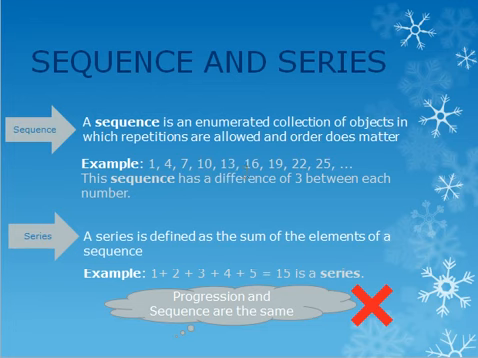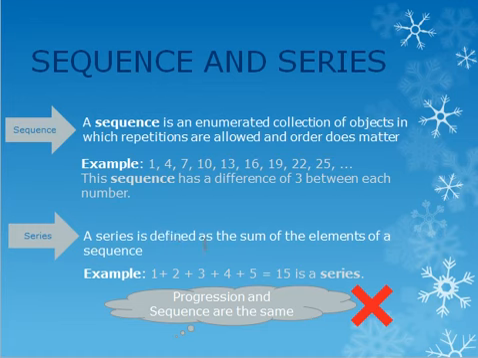So it should have an order, and repetitions are allowed, but I'm not mentioning here that it should have a pattern. That's why here it's not a common difference, it's a difference. This sequence has a difference of 3 between each number. So 4 minus 1 is 3, 7 minus 4 is 3, and so on.